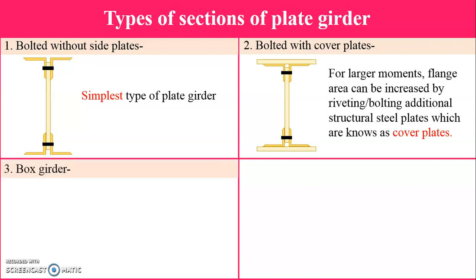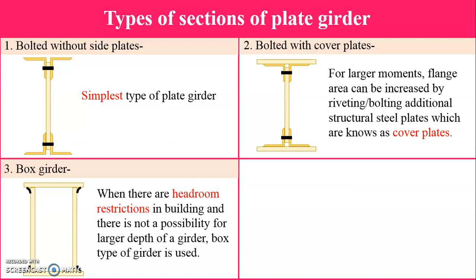The third one is a box girder. So the box is formed with the help of four structural steel plates which are welded together. When there is a headroom restriction in a building and there is no possibility for a larger depth of girder, the box type of girder is used.